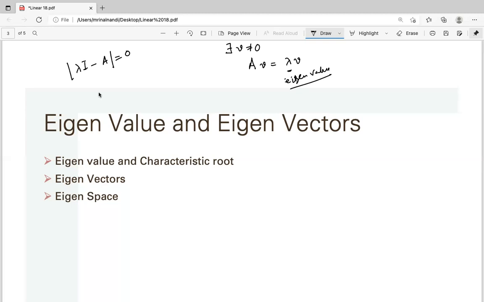So all the distinct characteristic roots are the eigenvalues. If 1 is an eigenvalue, then obviously 1 is a characteristic root. If 1 is a characteristic root, then obviously 1 is an eigenvalue. So if lambda is an eigenvalue, then lambda is a characteristic root, and if lambda is a characteristic root, then lambda is an eigenvalue. So what is the difference? We say the same thing, and the only difference is the multiplicity.